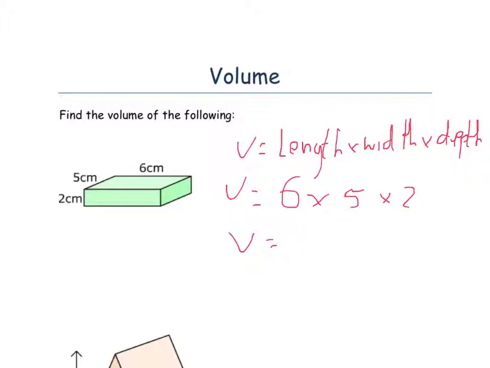Now if this is on a calculator page, you can pick up a calculator, or 6 times 5 is 30, times 2 is 60. And because we're looking in centimetres, it's centimetre cubed. Because remember, the units for volume are millimetre cubed, centimetre cubed, metre cubed or kilometre cubed. And you get a mark sometimes in the question for giving the correct units.